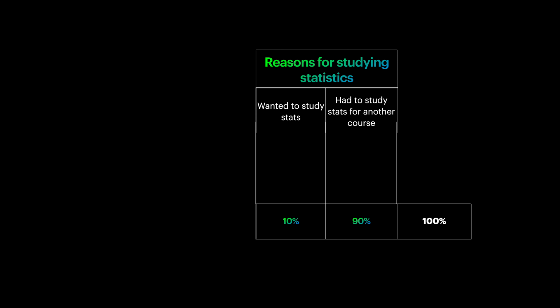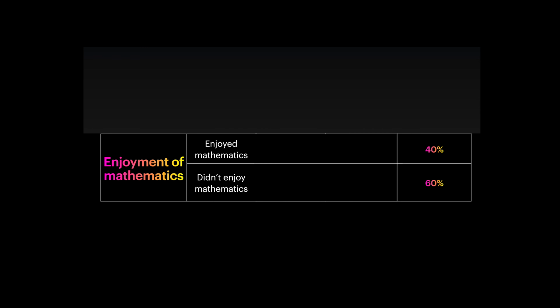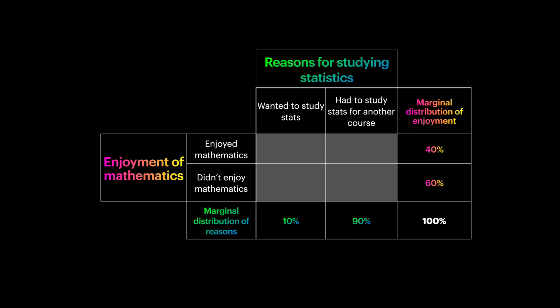We're going to look at another distribution for the same people: how much they enjoyed mathematics at school. Let's assume that 40% of them enjoyed mathematics and 60% of the people didn't enjoy mathematics at school. And when we put those together, what we've got now in the margins, not surprisingly, is what we call the marginal distribution. On the right-hand side, we've got the marginal distribution of enjoyment. And on the bottom, we have the marginal distribution of reasons for studying statistics. In the middle, in this grey area, is what we call the joint distribution.